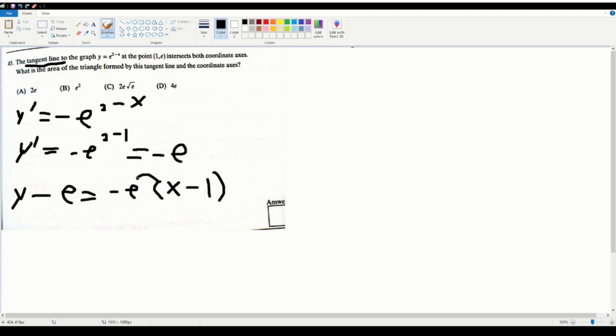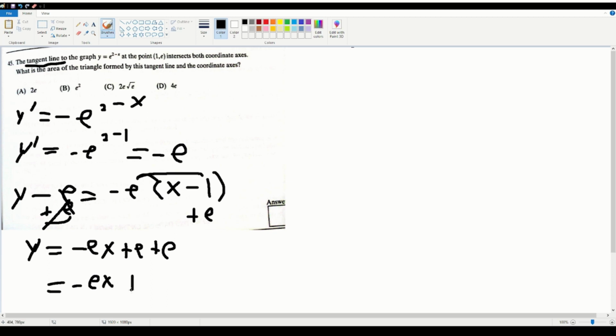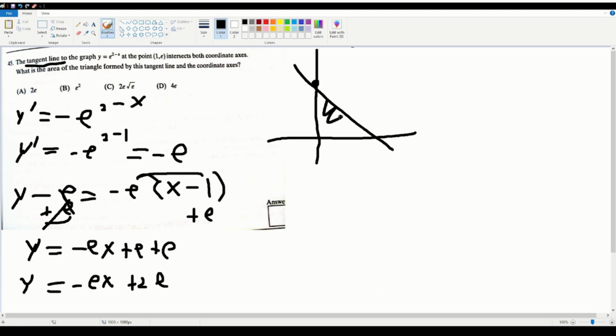So we can distribute. This will make our life easier later. Add e to both sides, and you're left with y equals negative e times x plus 2e. You can see that this is a linear function that is decreasing and starts at 2e. So what this looks like, it starts around here and it just decreases, and this is the area you're looking for.